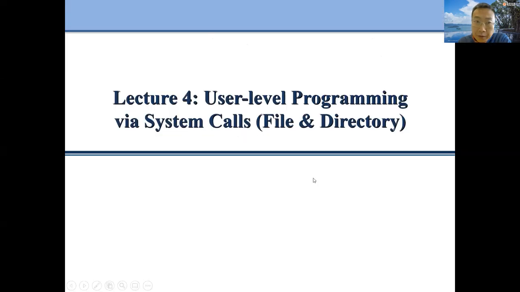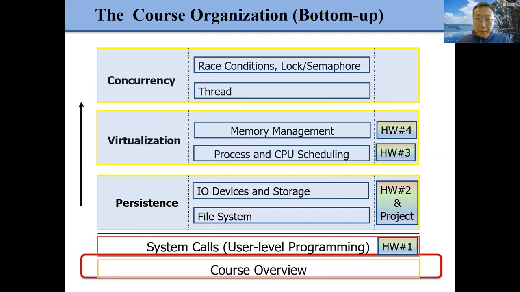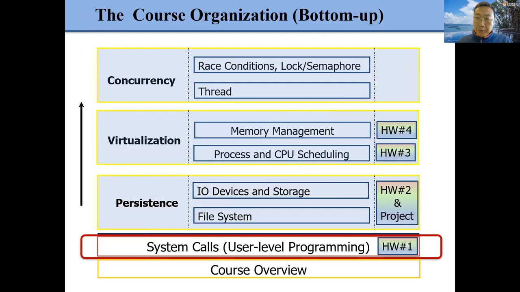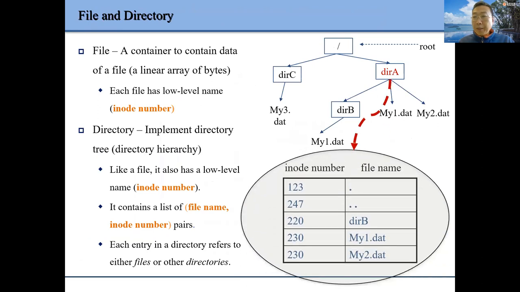First thing. Can you guys see the slides? Lecture four. User level program through system call. Make sure you let me know if there's any abnormal behavior from the slides or display monitor. Let me first briefly review what we have learned. So basically, we are reviewing system calls. We start from process and go to the file, right? Particularly in the past few weeks, we talk about file and directory, okay?